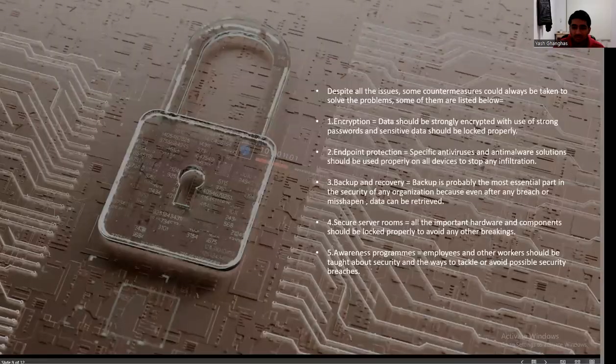But apart from these things, we also have solutions, like they should use proper encryption software. We can use antiviruses, malware protection systems, and all of these things. And endpoint protection, like we can use various protection software. Backup and recovery is a very nice option, because even if the data is breached, we can back up all of those things.